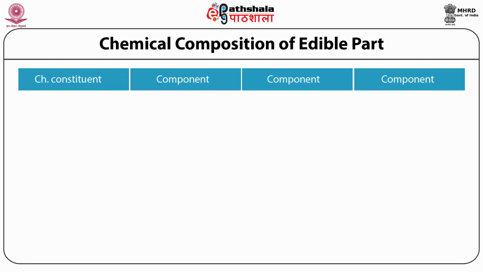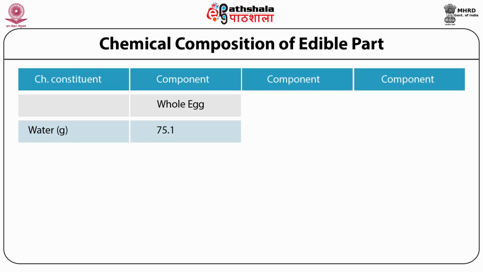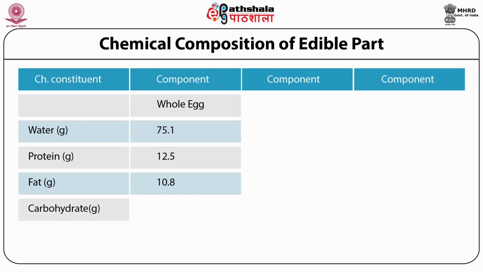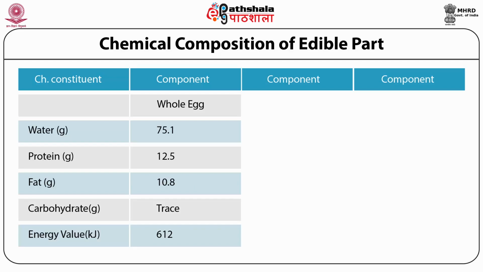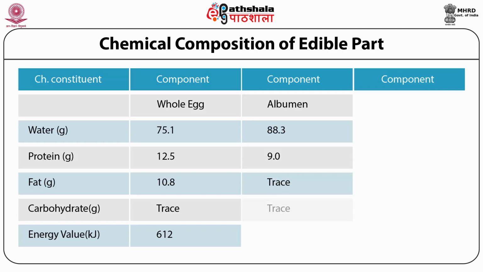From the chemical constituents point of view, the whole egg consists of water 75.1 grams, protein 12.5 grams, fat 10.8 grams, carbohydrates in trace amounts, and energy 612 kilojoules. In the case of albumen, it is water 88.3 grams, protein 9 grams, fat in trace amounts, carbohydrate again in trace amounts, and energy 153 kilojoules.